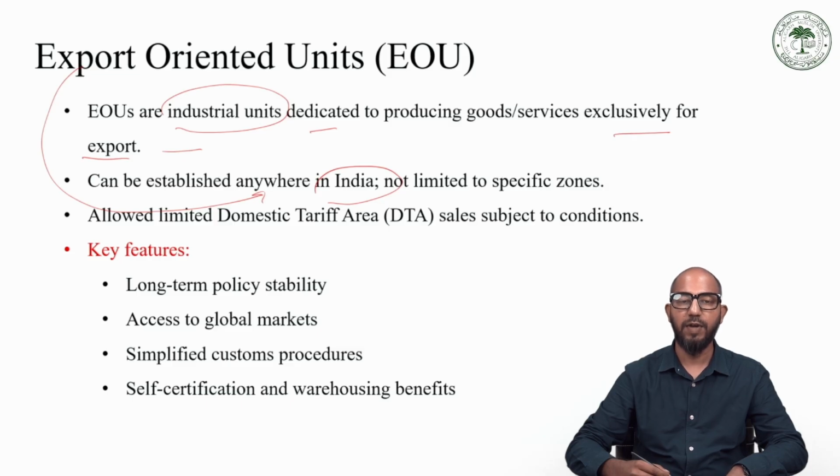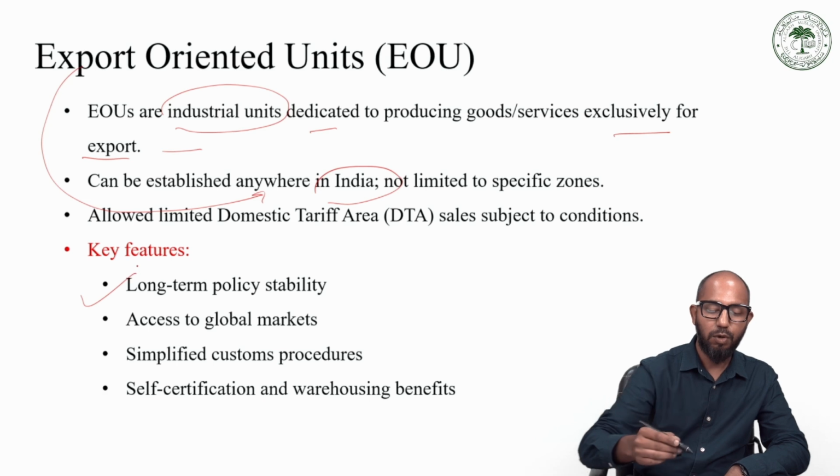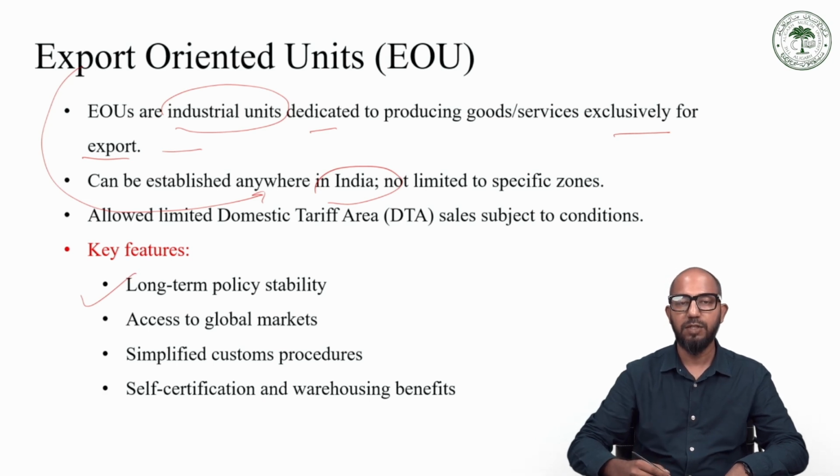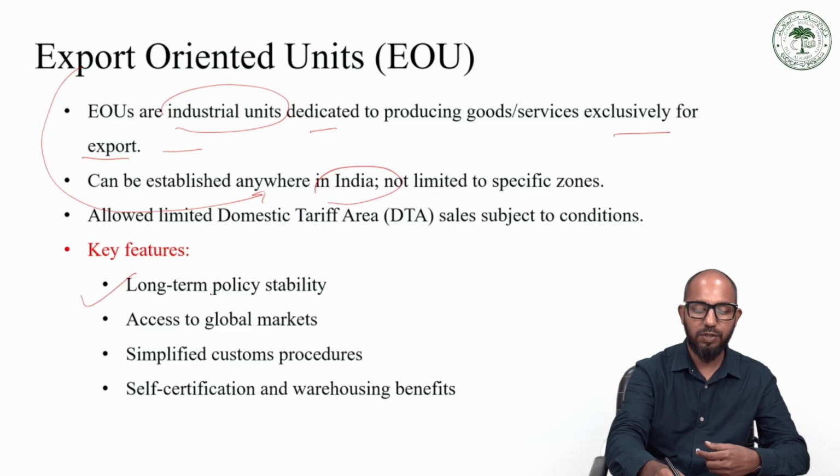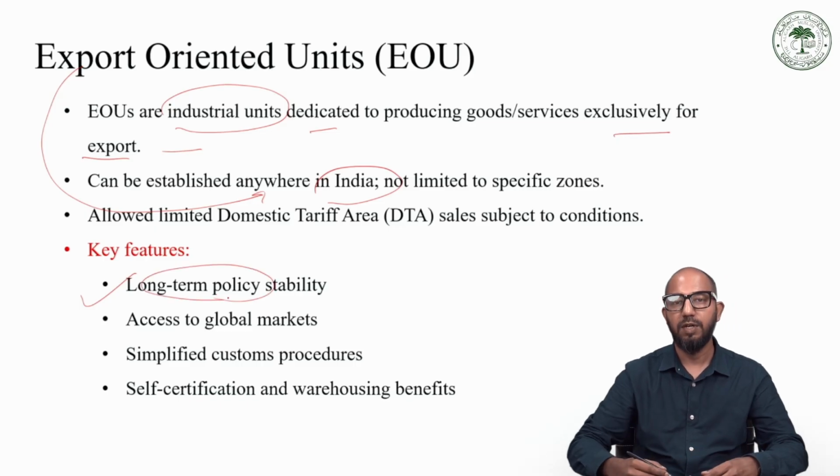The key features of export-oriented units include long-term policy stability, that is, when these units are formed, whatever industries are working under these units, the policy determined for them remains stable for a long period of time. The objective is that the unit should not be frustrated by having to change its strategies or cost behavior from time to time due to changes in policies. Thus, they can become global players by having stability in the policy regime.